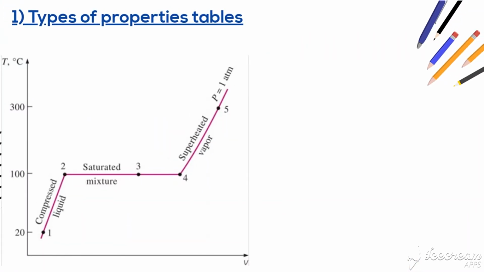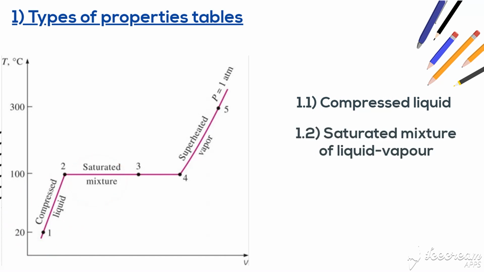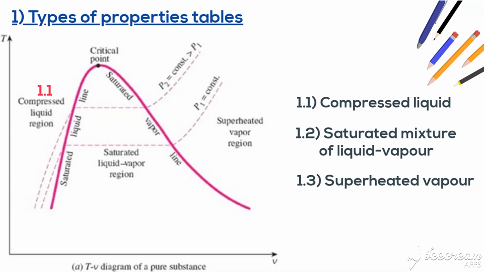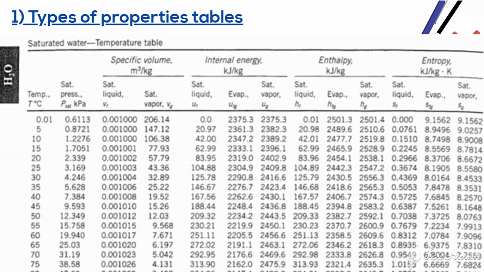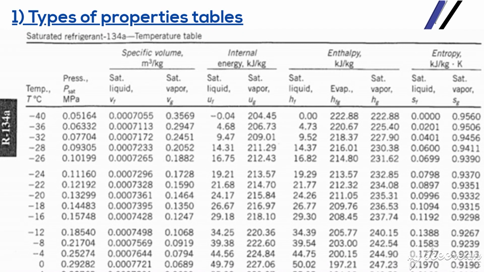First, I would like to show you the TV diagram. As you can see, we have three kinds of phase: compressed liquid, saturated mixtures of liquid vapor, and superheated vapor. These are the three titles you will see for your tables. They are applicable for all pure substances. For example, we can have a table of saturated water and another one for saturated refrigerant 134A. But in this video, I will use water as the main substance to explain the properties tables.